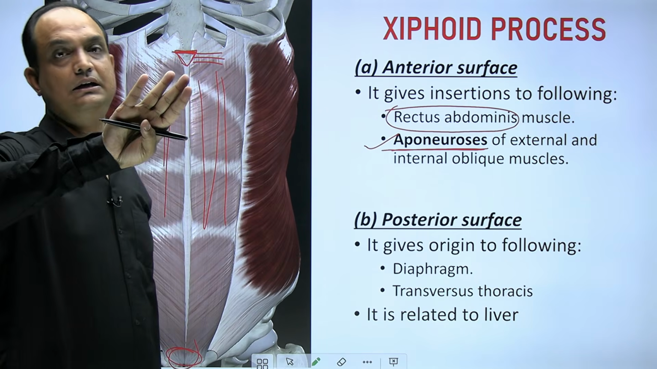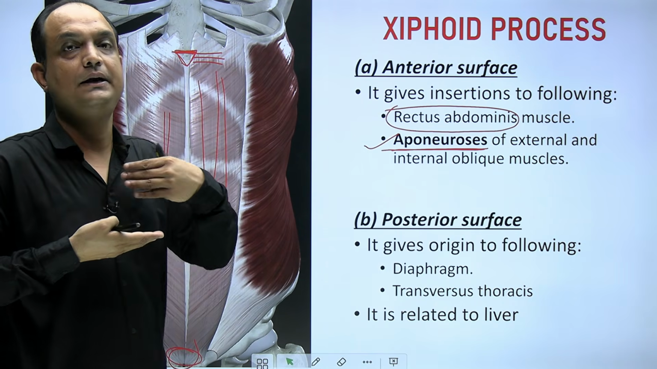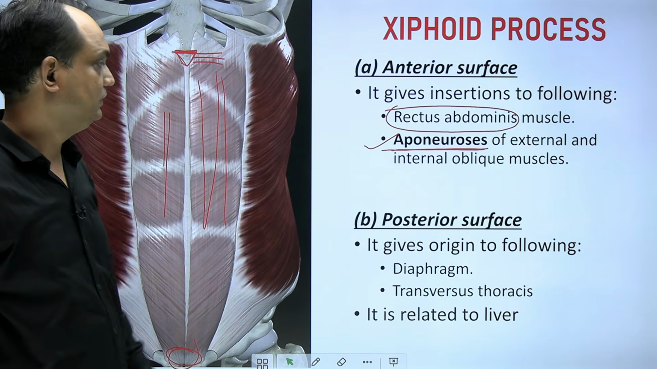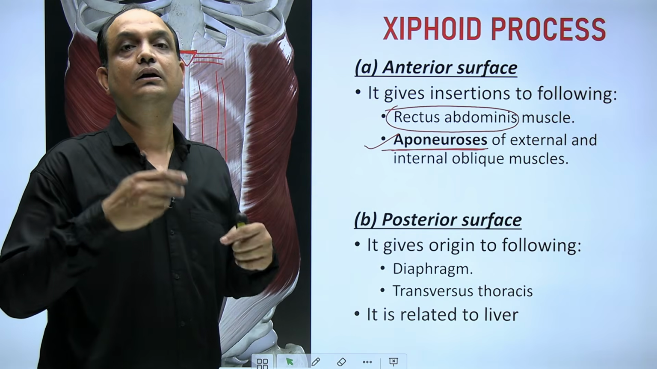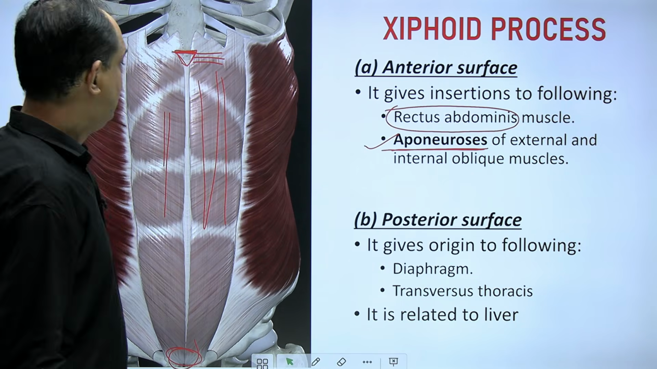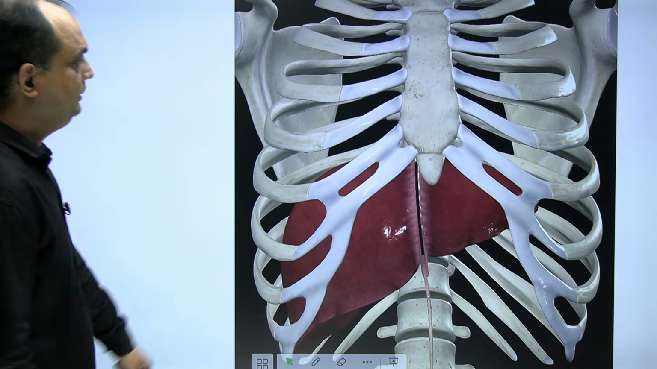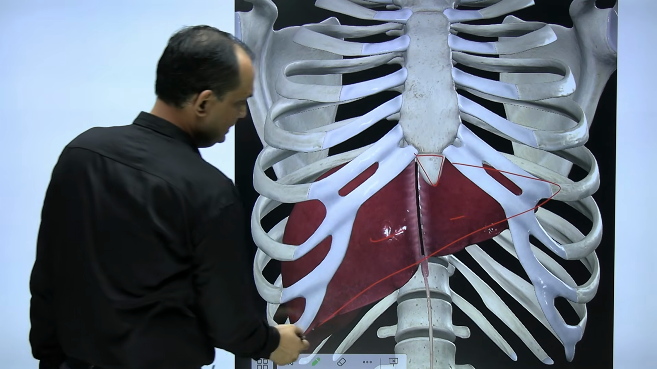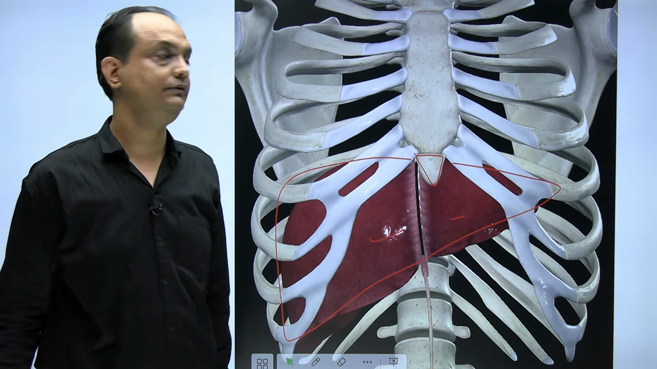Now, what are the posterior relations of the xiphoid process? Posteriorly, you have the diaphragm, which separates the thoracic cavity from the abdominal cavity. Some fibers of the diaphragm also arise from the posterior surface of the xiphoid process, and you will have a muscle known as transversus thoracis, which is the innermost part of the intercostal layer. Then the xiphoid process is related with an organ known as the liver. Deep to the xiphoid process you can see this big organ, your liver. So the liver comes in contact with the posterior surface of the xiphoid process.